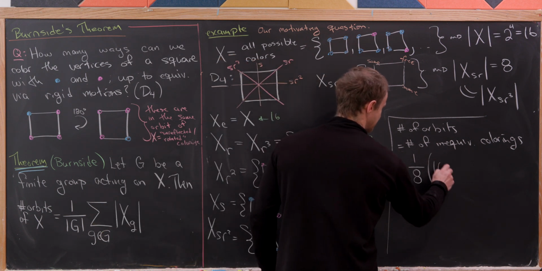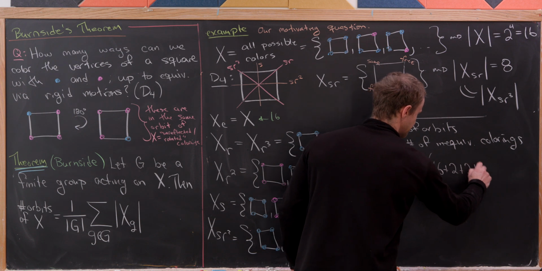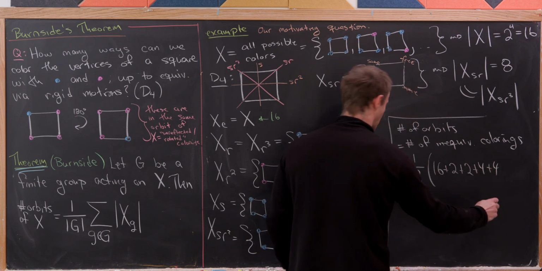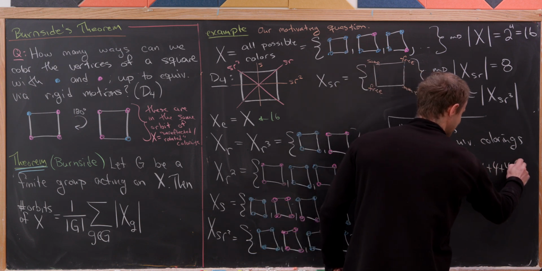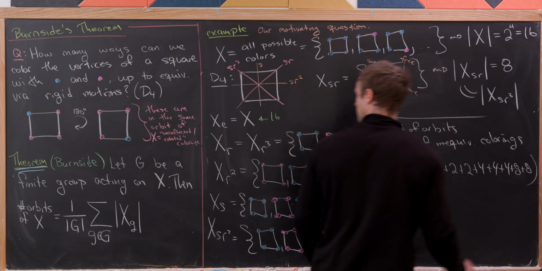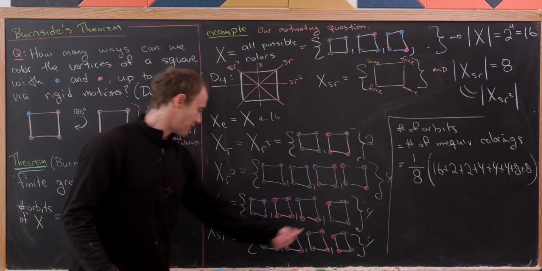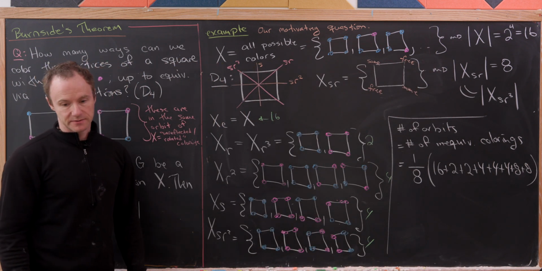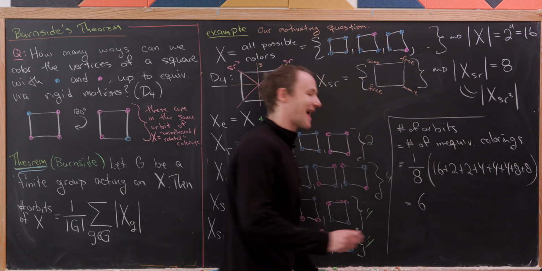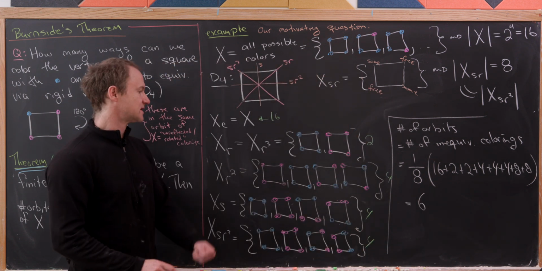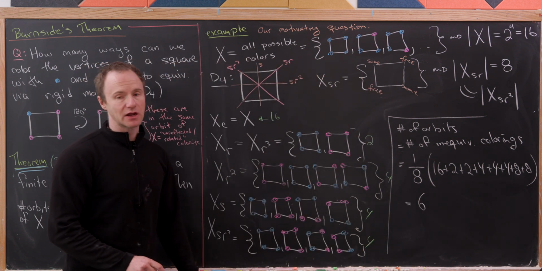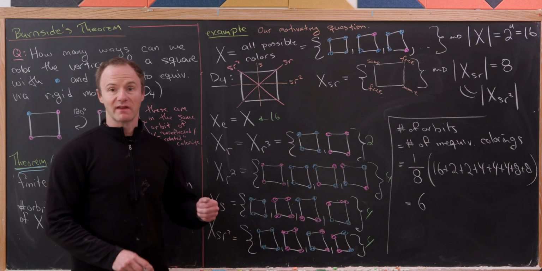And then, let's see, it'll be 16 plus 2 plus 2 plus 4 plus 4 plus 4 plus 8 plus 8. That's just adding up all of those right there. But then a quick calculation will show us that that is equal to 6. So that means that there are 6 inequivalent colorings. Okay, let's do another example.